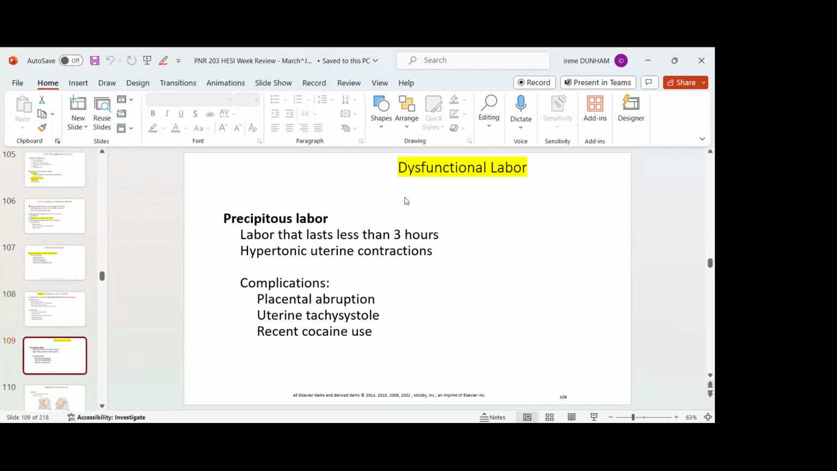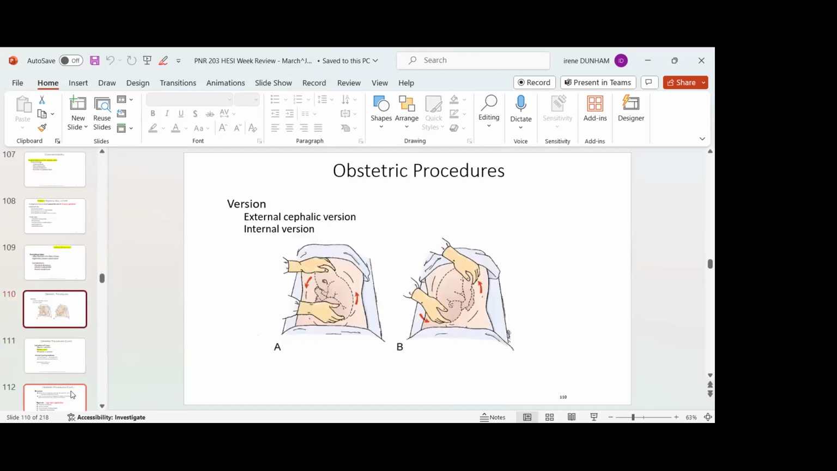Let's skip over. You have dysfunctional labor. Remember those precipitous deliveries? Labor that lasts less than 3 hours. And what happens is you have those hypertonic uterine contractions, or that uterine tachysystole. Not good, okay? It's contracting like every minute. She can abrupt. The placenta can actually come off the uterine lining with a precipitous labor. And guess this, recent cocaine use can cause her to have precipitous labor.